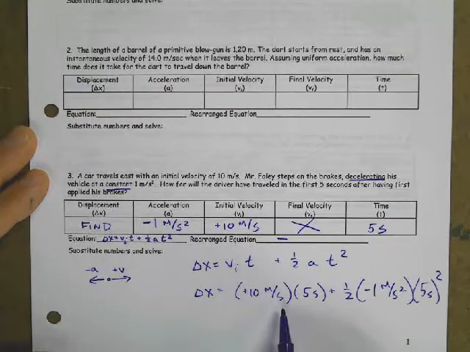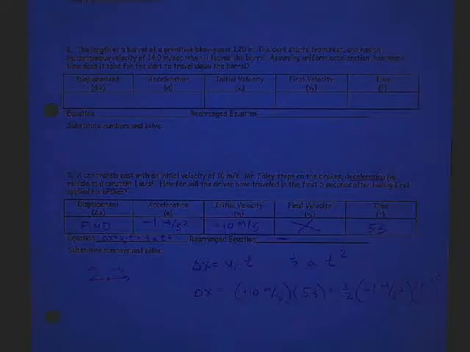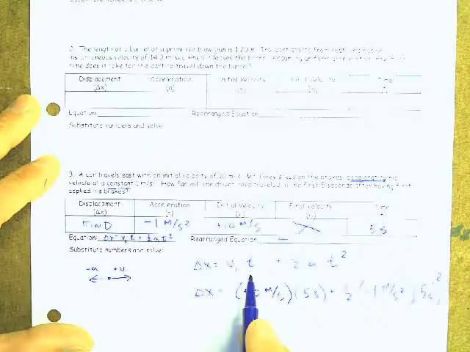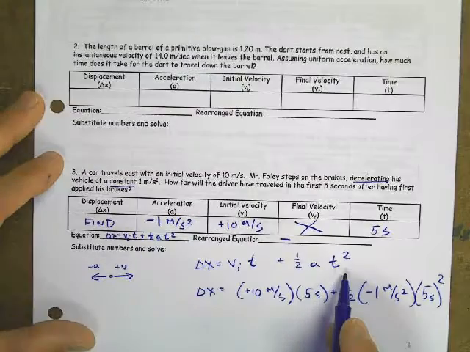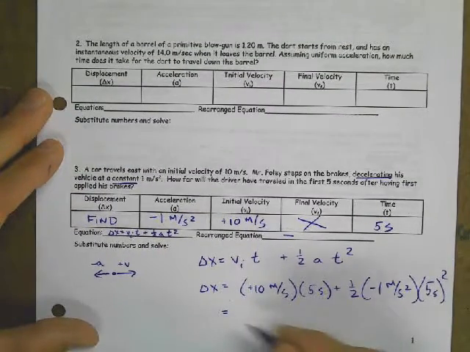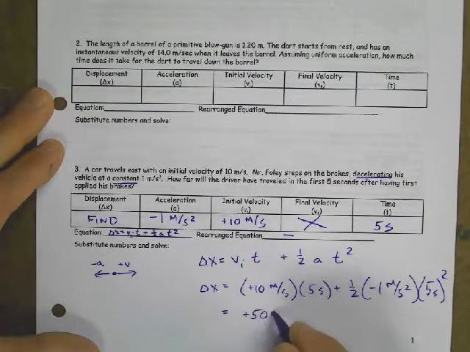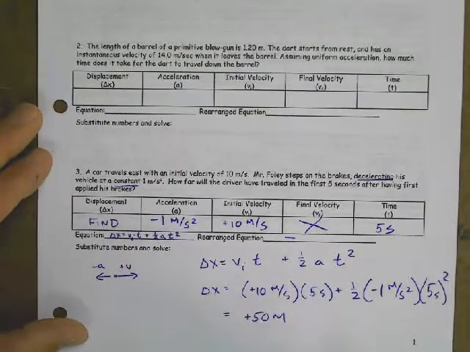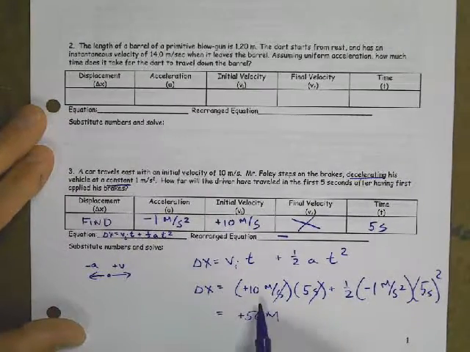And this is an interesting problem too, because in this problem Foley was moving initially. So he's going to have some initial displacement. That's going to be found by VI times t. And then he's going to have more displacement because of his acceleration. So let's see what happens. So 10 times 5 gives me plus 50 meters. Okay, seconds cancel. I hope you can see that.